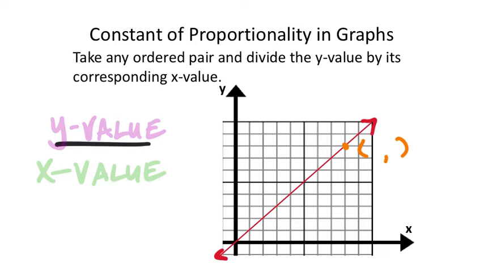That's 1, 2, 3, 4, 5, 6, 7, 8. So the x value is 8, and its corresponding y value would be here. And it's 1, 2, 3, 4, 5, 6, 7. Oh, it's 8 as well. That should be different, but in any case, you take the y value, which is 8, and the x value, which is 8, and you can divide those. It just has to be in that specific order. Y values divided by x values, and you will have your constant of proportionality.